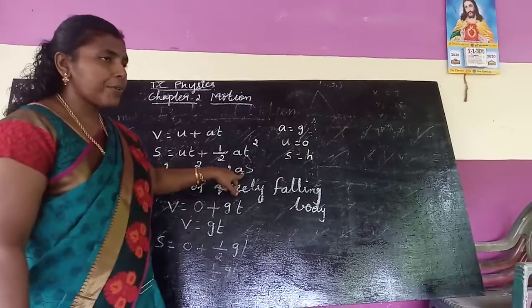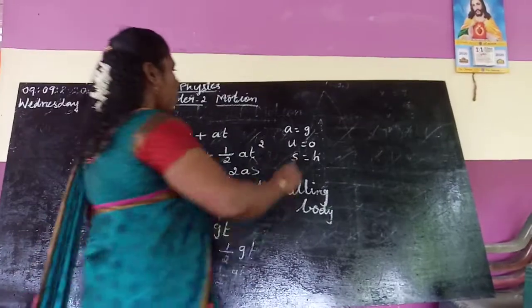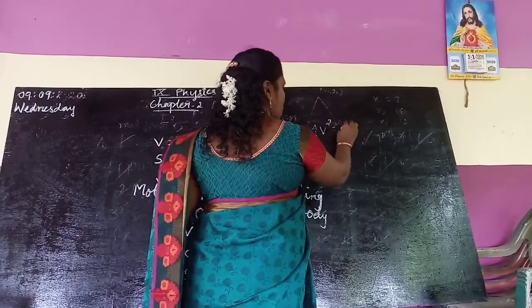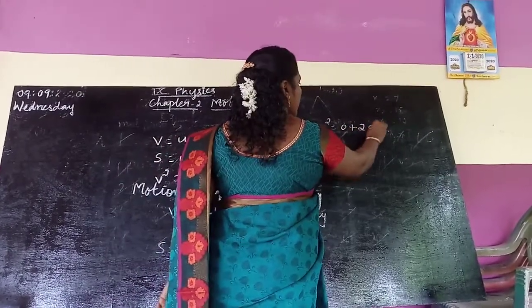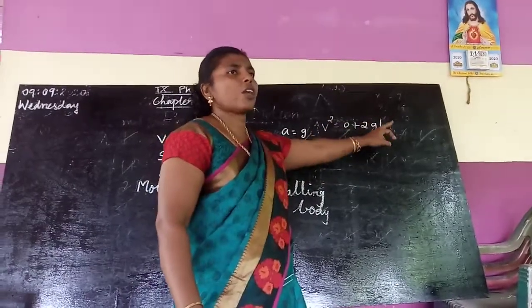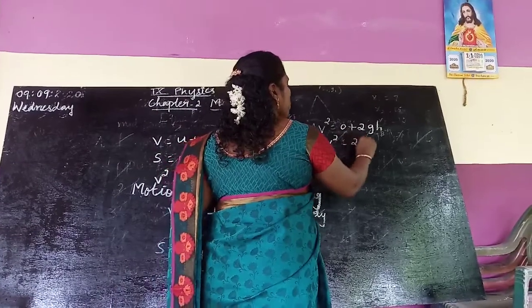Instead of a, you have to write g. Instead of s, you have to write h. So you will get v square equal to, what's the value of u? 0. 0 square 0 plus 2gh. Instead of a, we have to write g. Instead of s, you have to write h. So v square equal to 2gh.